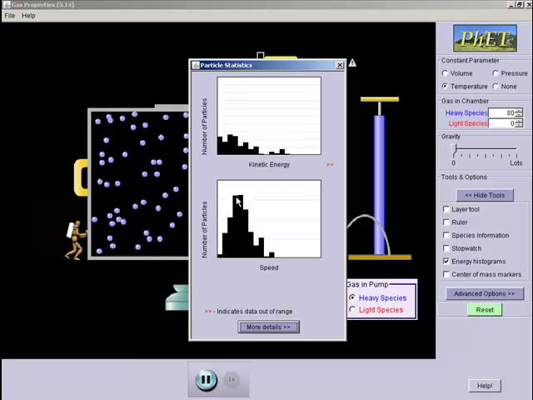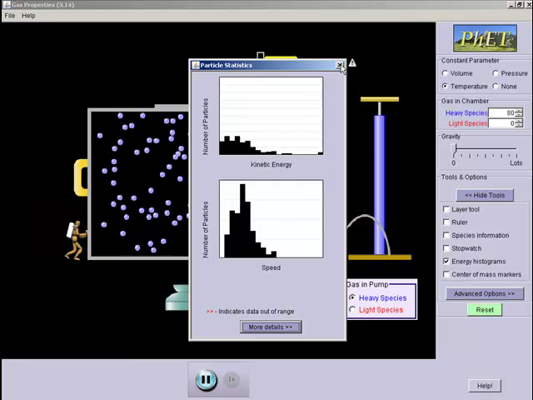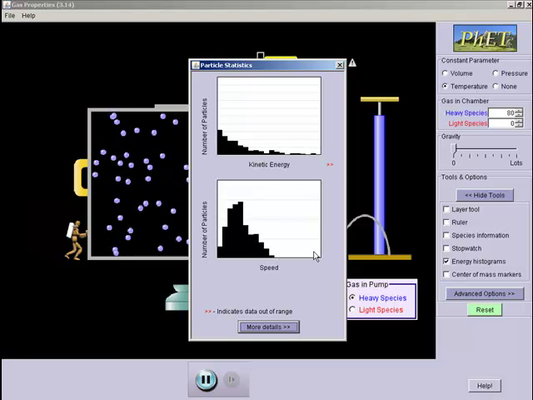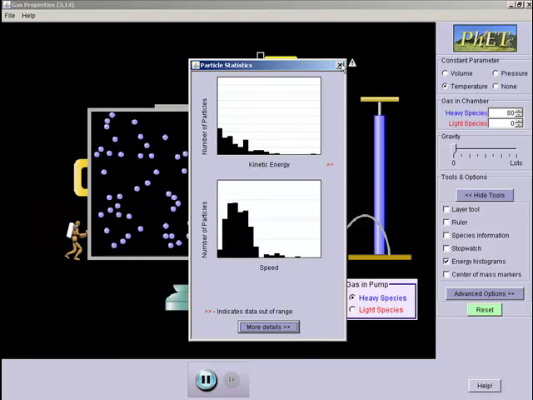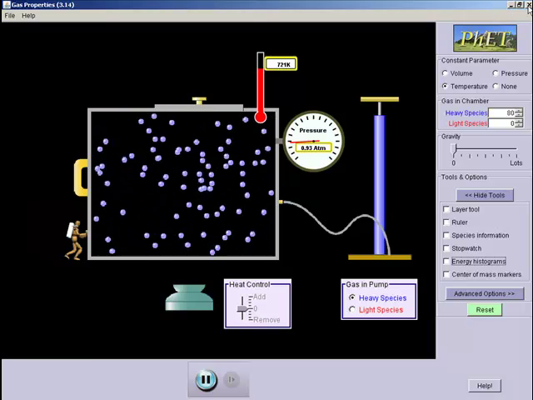The average is right about here, but you can see it's constantly fluctuating. And you see some that are moving really fast and some moving very, very slow, with the majority being in the middle.